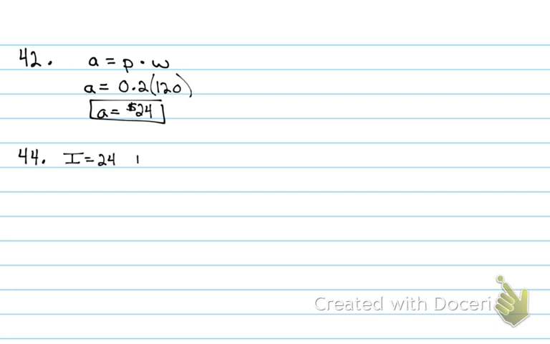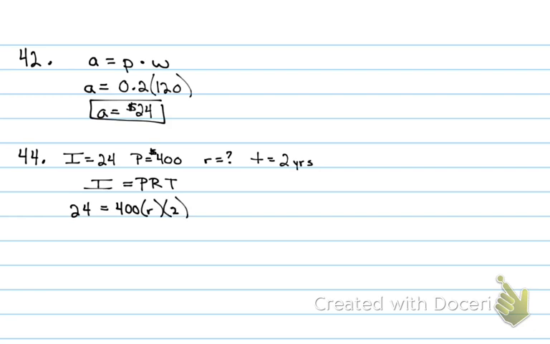Number 44. I equals PRT. I is 24, P is our principal amount, not percent. R is the percent. T is the time. And why is the label important for time? What if it said months? You would have to change it to years, because your formula will read it as years. So if it's 2 months, you have to convert that. Otherwise, your formula thinks it's 2 years. So you just plug in your numbers. 24 equals 400 times R times 2.